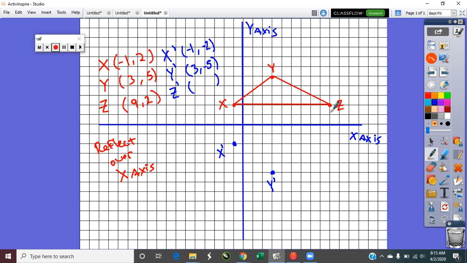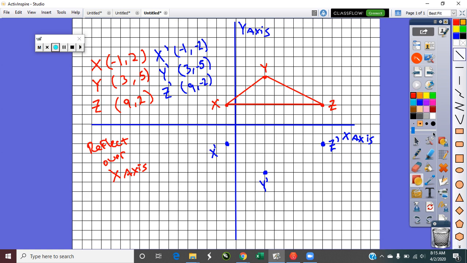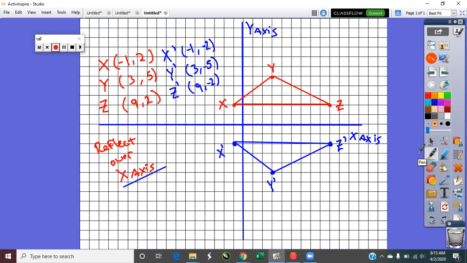And my new z is 2 away from the x-axis. So I'm going to go right here. And my transformed z is going to be still 9, but instead of 2, it's going to be -2. Okay, it's right in our lines here. And we should be looking at the exact same figure, but we just flipped it over that axis. And in this case, it was the x-axis. I hope this all makes sense.